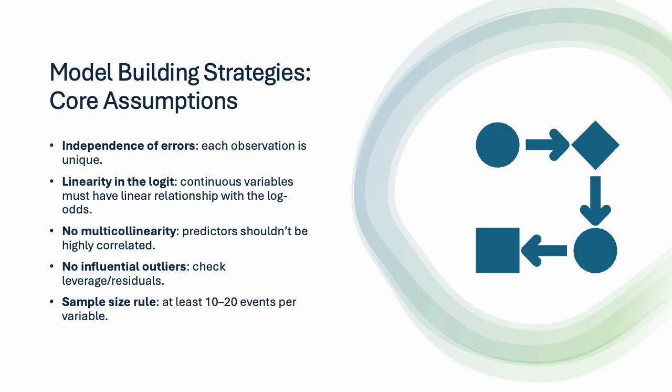And the fourth assumption is that there are no influential outliers. Outliers can pull the regression line or distort the coefficients, especially in smaller data sets. And finally, we want to have the sample size rule. It's recommended that we have at least 10 to 20 outcome events per predictor variable. This helps prevent overfitting and keeps your estimates stable.